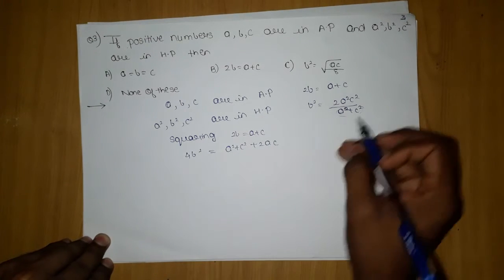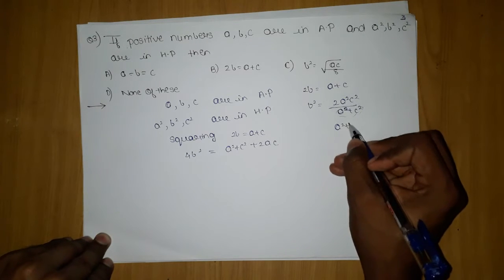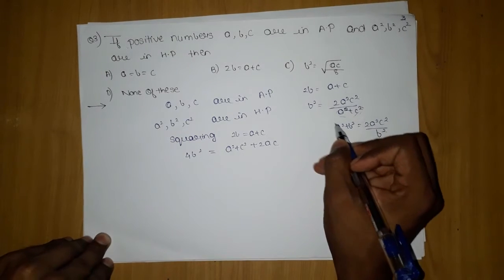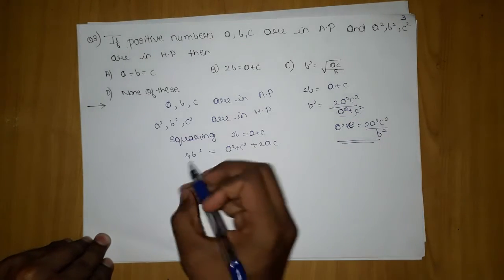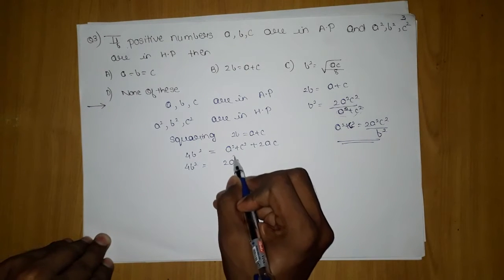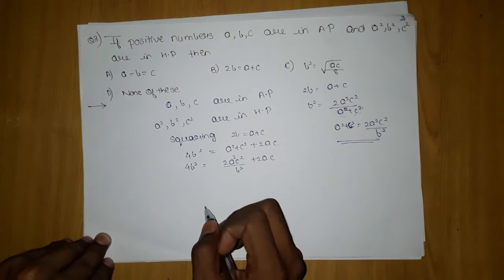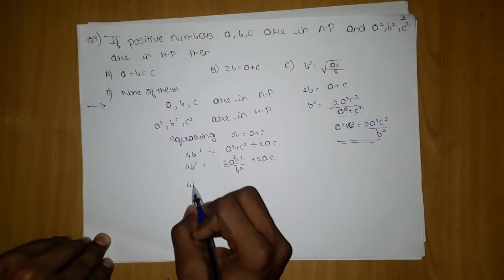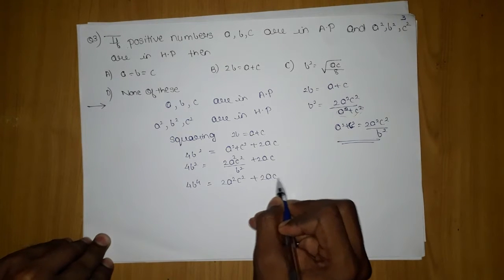Right, now what will I substitute this value? We will substitute a square plus c square as 2a square c square upon b square. So we will use this thing and substitute here. The moment we substitute here, what we are getting, 4b square equals 2a square c square upon b square plus 2ac. Now let's multiply throughout by b square. What we get, 4b power 4 equals 2a square c square plus 2ac b square.